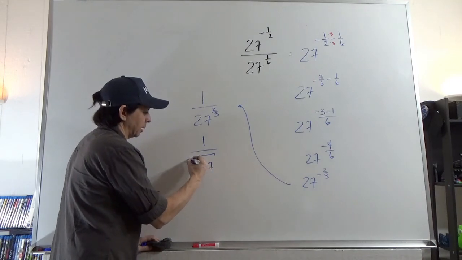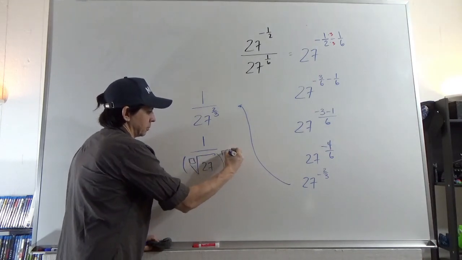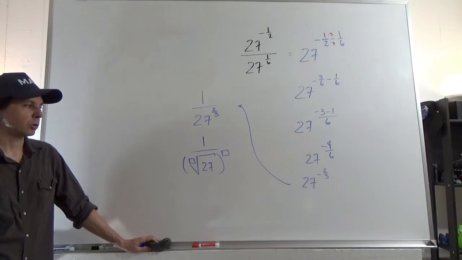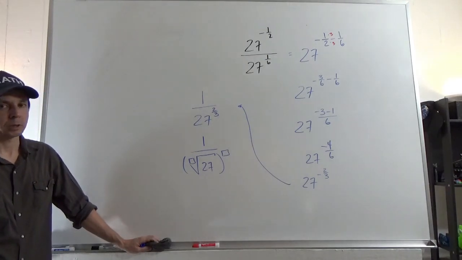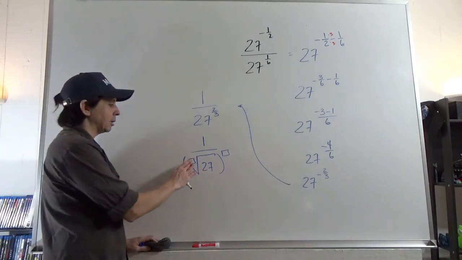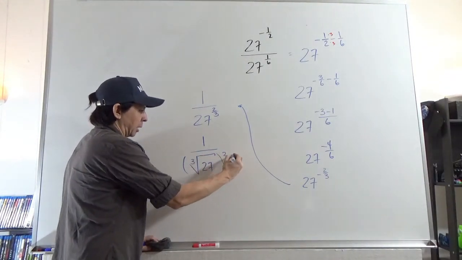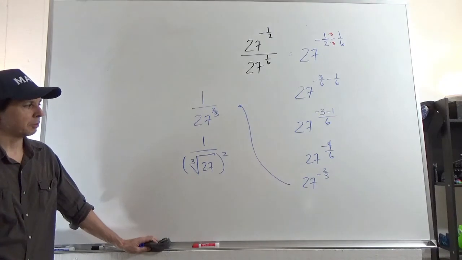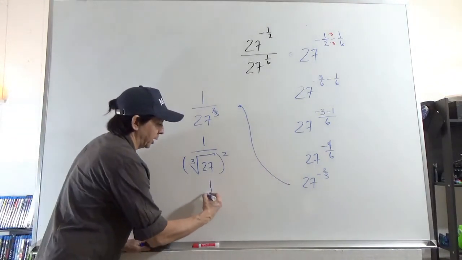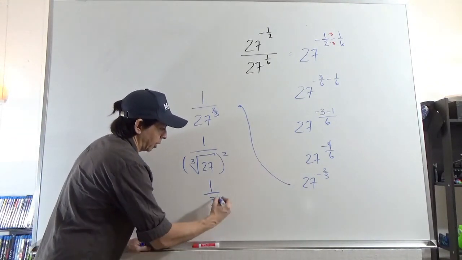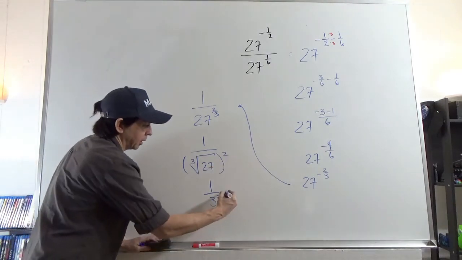27 is my radicand. The 2 and the 3 are going to go in different places. Remember where they go. The 3 is the index. The 2 is the power on the outside. And now it should be fairly straightforward. Cube root of 27 is 3. I'm going to square that 3 because it's that 2 right there, and I get 1/9.